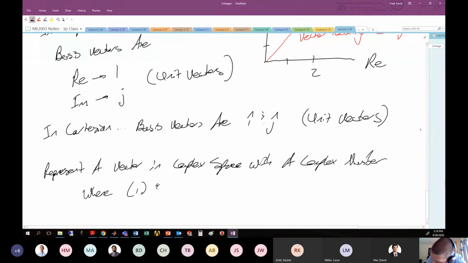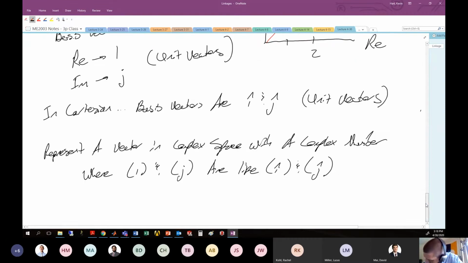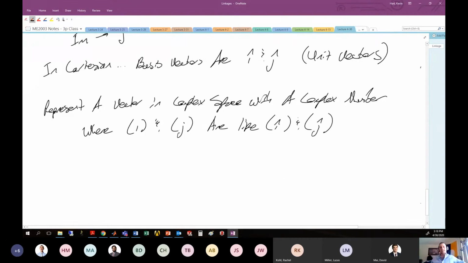Where 1 and j are like i and j. All right, so I'll just say that and then I'll demonstrate what I actually mean in just a second. One last thing that I need to talk about for complex numbers is an identity that relates the exponential function to some of the trigonometric functions that you might be familiar with in your Cartesian space. And I don't really have time to derive this.